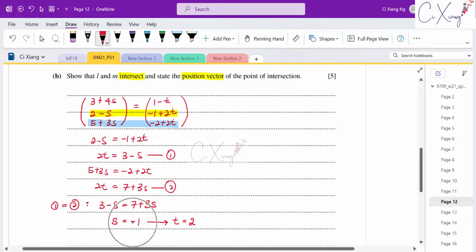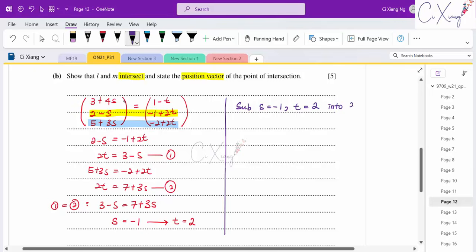Okay, so after you get the value for s and t, right, to make sure or to prove that they intersect but are not skew, you need to substitute these 2 values that you get back into one of the equations that you never used just now. Okay, so for our example here, what we are going to do now is I will substitute s equals to negative 1 and also t equals to 2 into the x component equation.